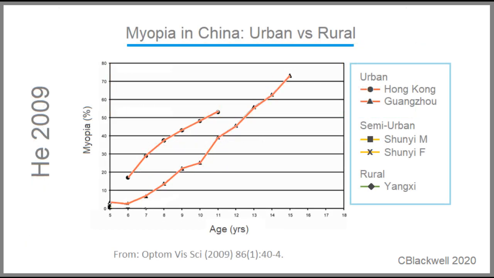The orange lines show the rates of myopia in the two urban environments. Compare that to the lower rates of myopia in the semi-urban and rural environments in the same country. The authors concluded that there is an urban-rural difference, which is likely the result of differences in environmental factors, possibly including educational, socioeconomic, and/or nutritional effects.